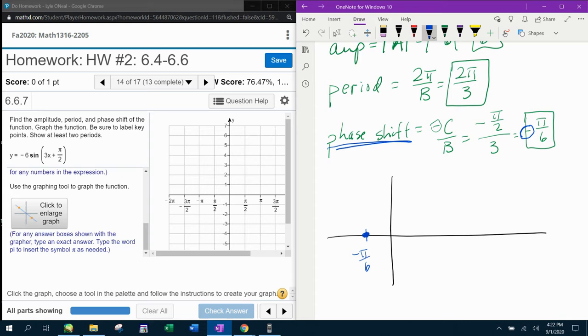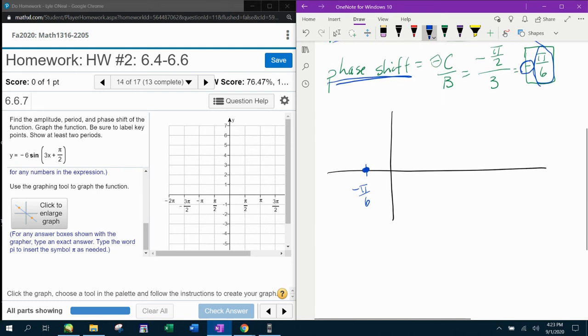So now that we know where we're going to start, step number 3 is going to deal with the wavelength, which is the period. And the period has to be 2 pi over 3, okay? So I have a question for you. How many pi over 6 does it take to make 2 pi over 3? Okay, let's examine that. That's the question that needs answered.